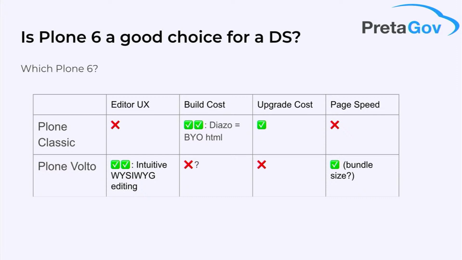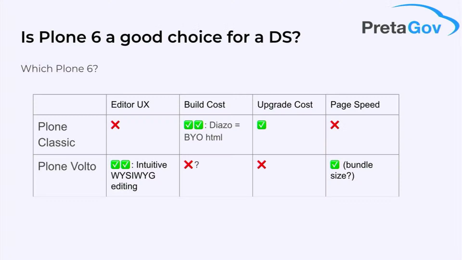The build cost is not so good, and we're going to go into that, or at least for our case, where you're bringing your own HTML. And that's what the question mark means. It really does depend a little bit on your use case, and Volto was made to be themed using CSS and the variables and so on. That's obviously going to be a lot cheaper. The upgrade cost is also not so good, and I'll talk about that a bit later. And the speed is kind of medium.